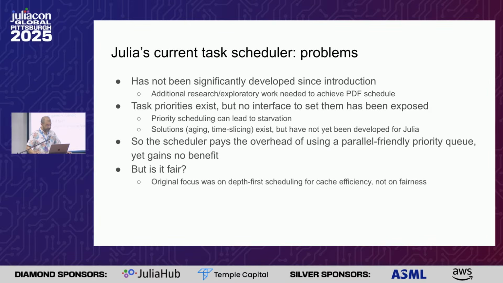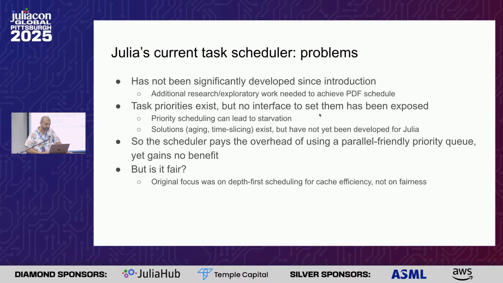So what's the problem? The problem is that the idea was based on a research topic, parallel depth first scheduling. Additional work is necessary to evolve this further, to improve our ability to actually achieve this depth first schedule, and that work has unfortunately not really happened. So it's a priority-based scheduler. Tasks do, in fact, have a priority field, but we don't use them.